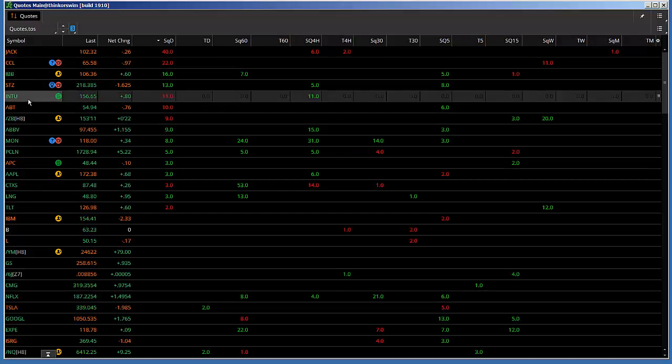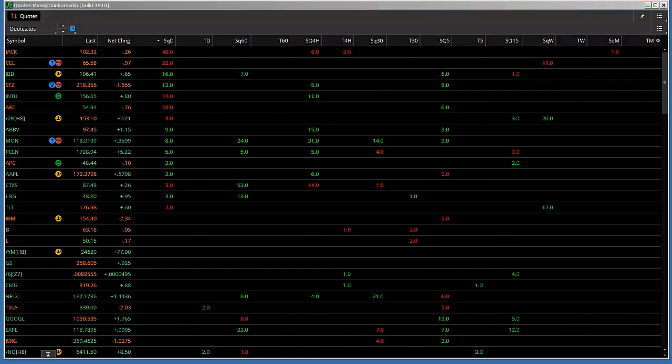Another one that looks pretty interesting is Intuit, INTU. So it's in a daily squeeze, also in a 4-hour squeeze. So let's take a look at a few of these.